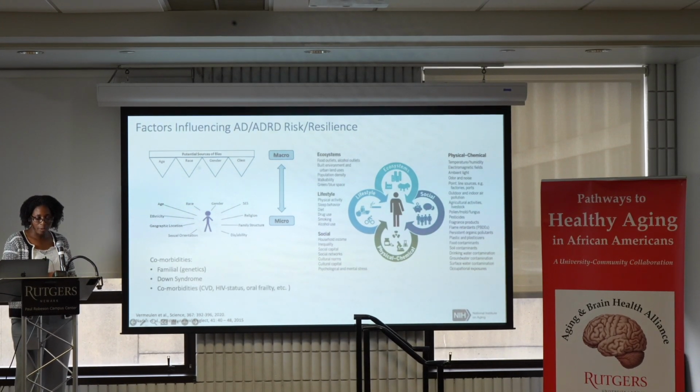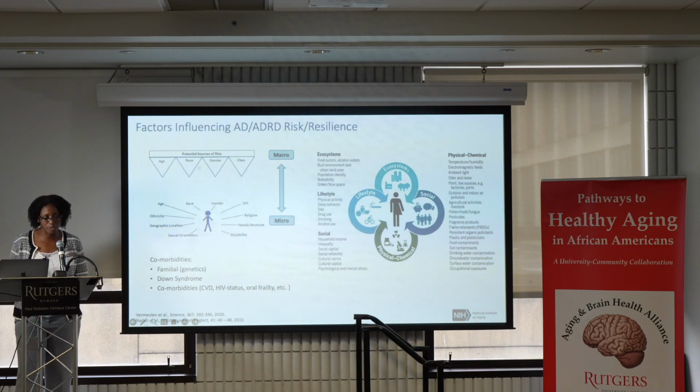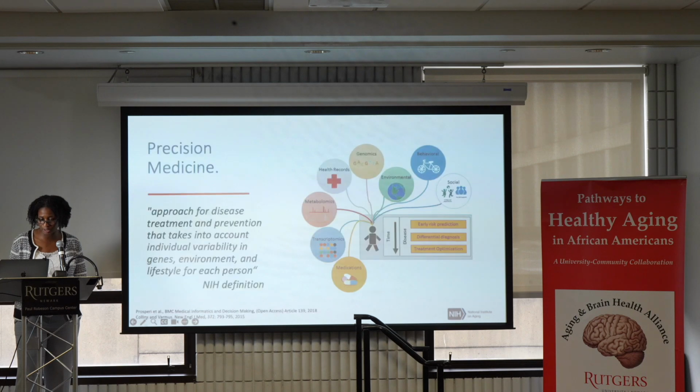Here we go. And then we also have to remember that a person may have different comorbidities. So they may be understanding what the family medical history is. One example of that may be genetics, Down syndrome or autism, and then understanding how other comorbidities that are associated with AD and related dementias, such as cardiovascular disease, HIV status, an emerging area which we started looking at, which is oral frailty or oral health, how that all relates to one's risk for AD and related dementias.